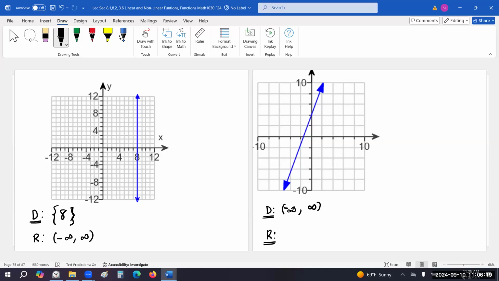No, for the range. Oh, you ready for the range? Okay. What's the range? I think it's 4 to infinity. Why did you pick 4? Well, remember, range is the y value, right? Yeah. So the y I'm looking at.